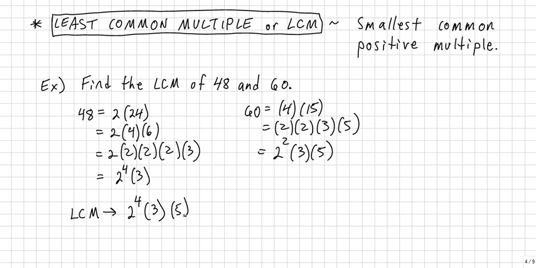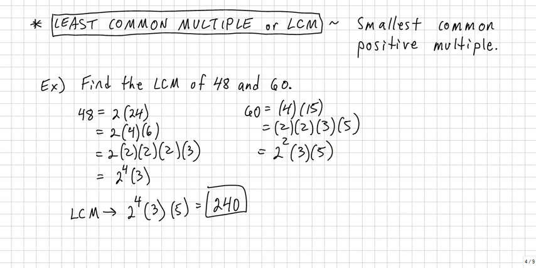So basically what you're going to do is look at the prime factorizations of the numbers, and you're going to grab the one that has the biggest exponent. You got to make sure you grab one for each factor. So I needed to grab some 2's, some 3's, and some 5's. And I grabbed 2 to the 4th because it's got the biggest exponent, 3 to the 1st because it's got the biggest exponent, and 5 to the 1st because it's got the biggest exponent. And then you just multiply those together, and you get 240.